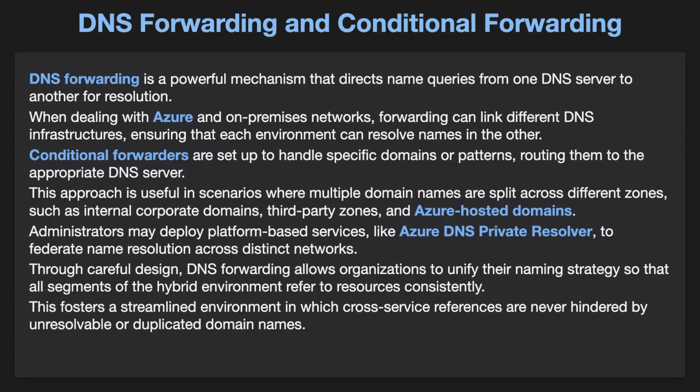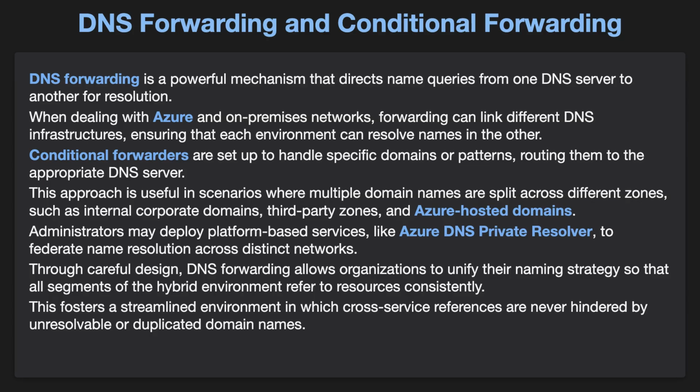When dealing with Azure and on-premises networks, forwarding can link different DNS infrastructures, ensuring that each environment can resolve names in the other. Conditional forwarders are set up to handle specific domains or patterns, routing them to the appropriate DNS server. This approach is useful in scenarios where multiple domain names are split across different zones, such as internal corporate domains, third-party zones, and Azure-hosted domains.